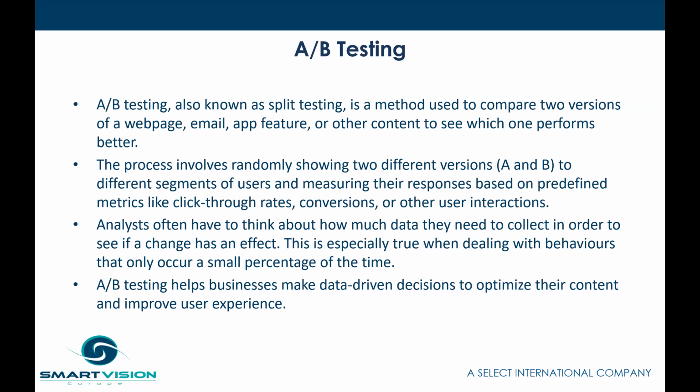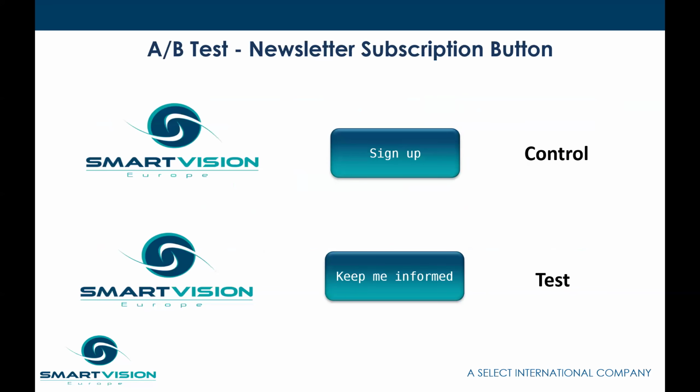Now, analysts often have to think about how much data they need to collect in order to see if a change has an effect. This is especially true when you're dealing with behaviors that only occur a small percentage of the time, such as a conversion, i.e., when someone actually buys something or subscribes to a mailing list or a newsletter or a service. A/B testing helps businesses make data-driven decisions to optimize their content and therefore improve user experience.